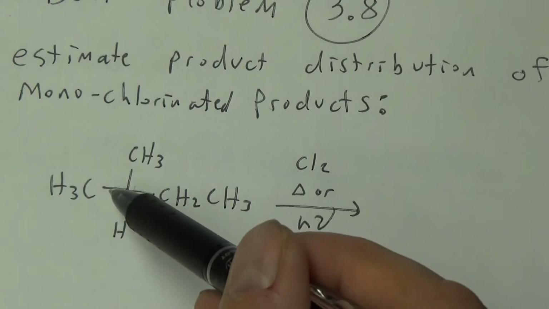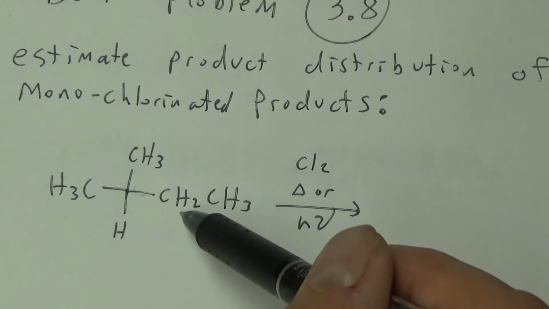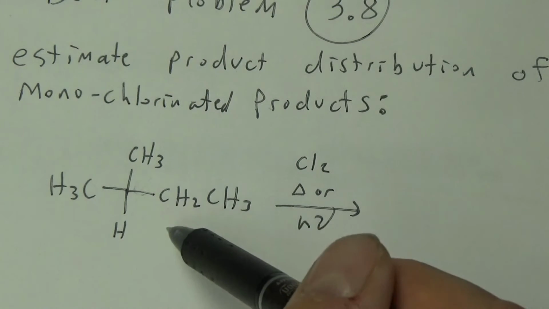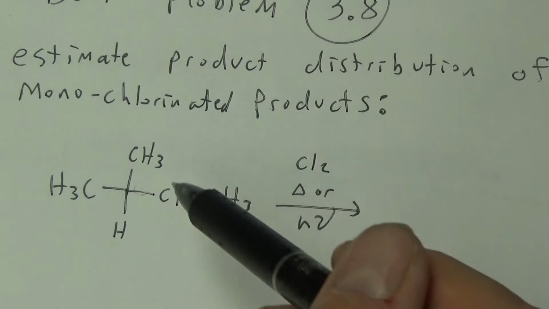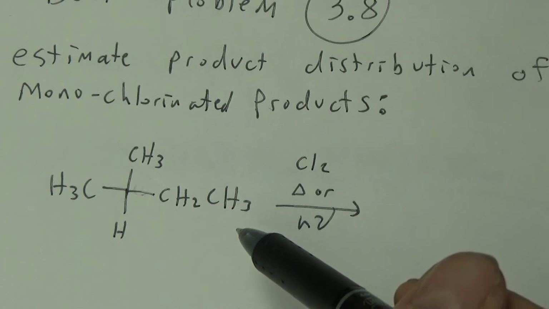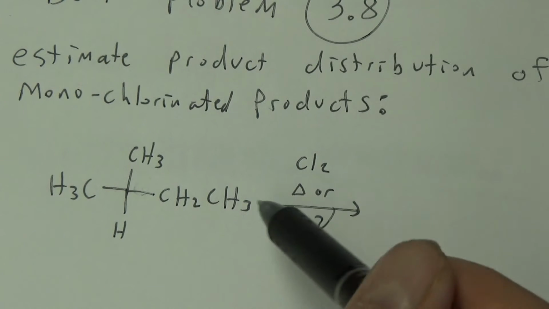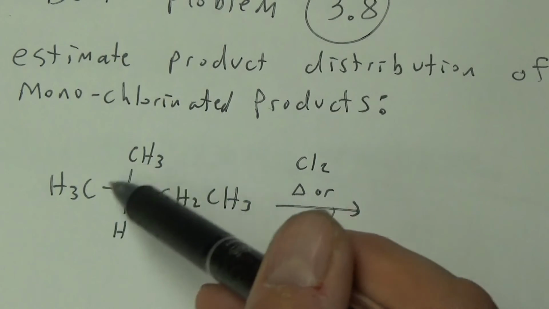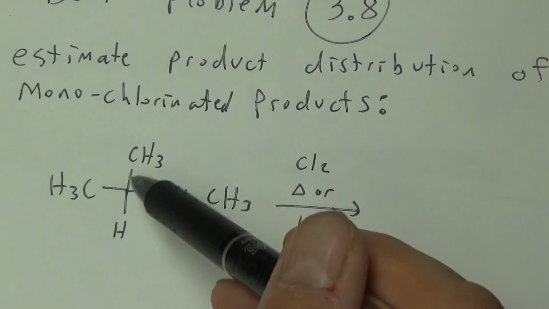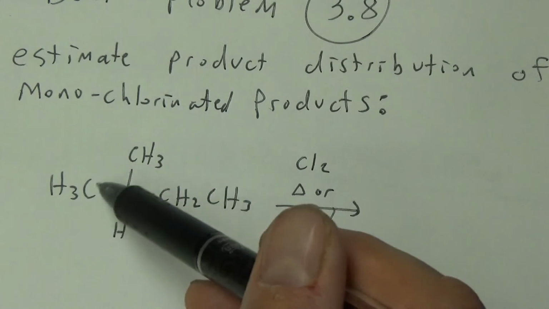Looks like we have the central CH, we have a CH2, we have a CH3. How many unique carbons are there? How many carbons total? Well, there's 1, 2, 3, 4, 5. There's 5 carbons total. So what are the unique monochlorinated products? These two CH3s look kind of the same. There's some symmetry there, so you can chlorinate these and that would give you one unique product.